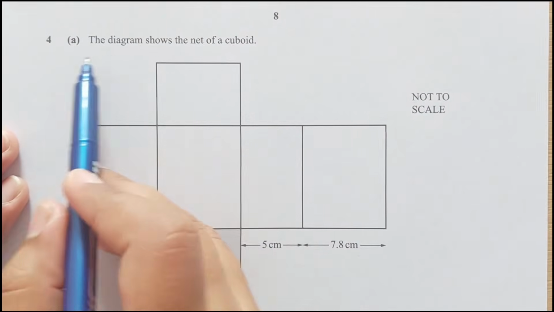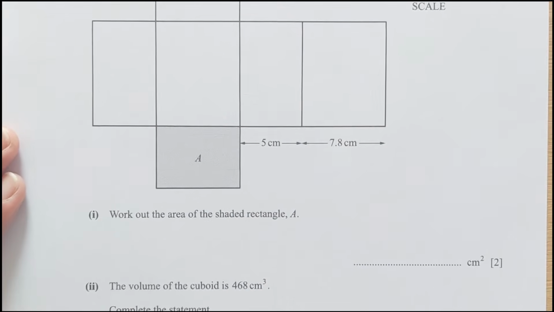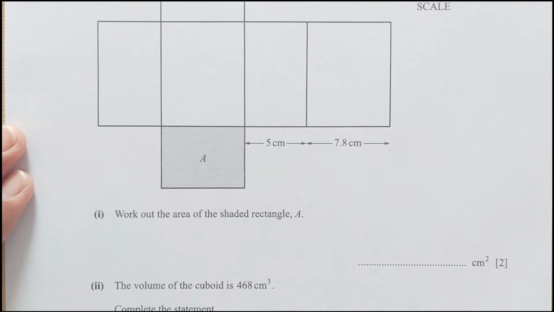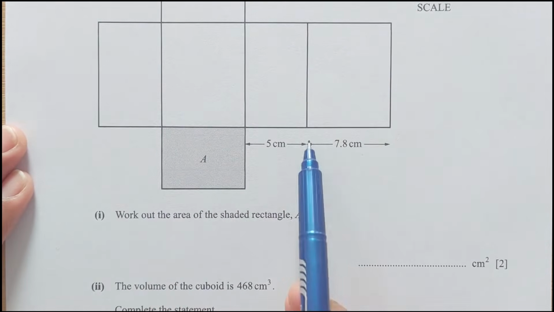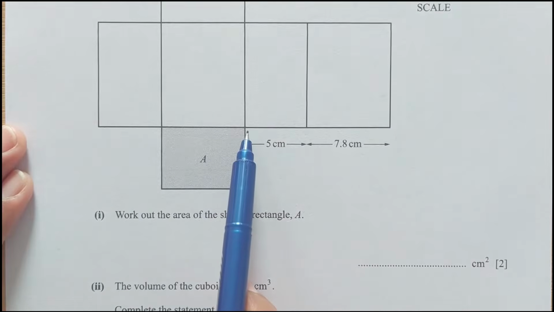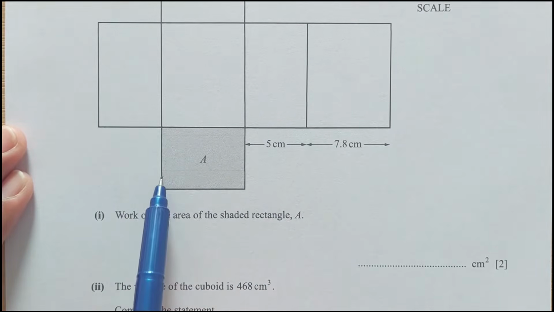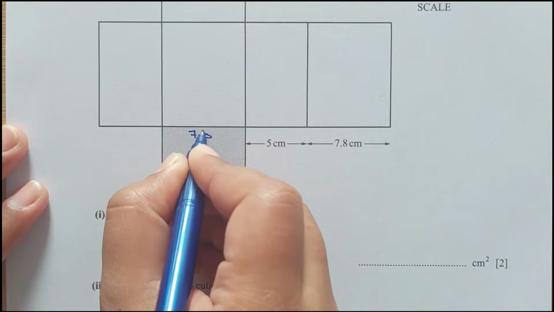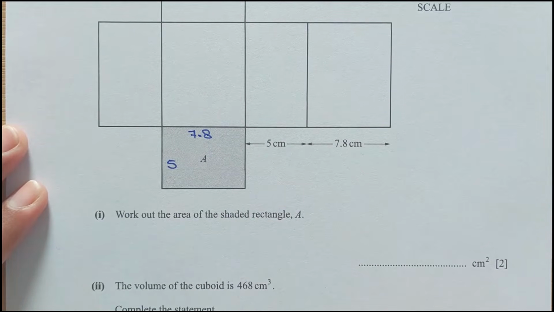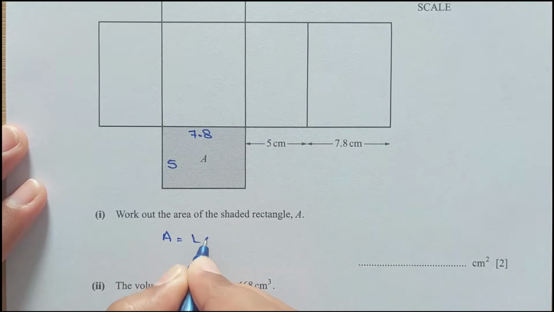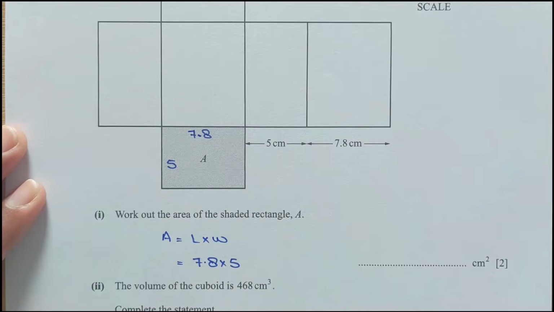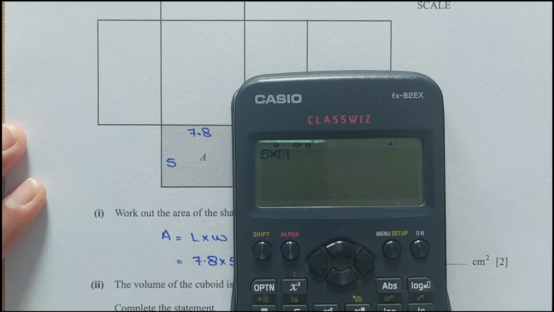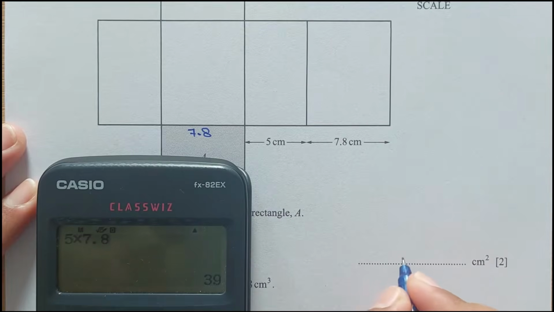Question number 4, part A. The diagram shows the net of a cuboid. Part 1, work out the area of the shaded rectangle. Okay, so we need to find the dimensions of the shaded rectangle first. So this is 7.8, this is also 7.8, this side is 5, 5, and this is 5. So the dimensions are 7.8 and 5. So the area of a rectangle is length times width. So this equals 7.8 times 5. So 5 times 7.8 is 39 square centimeters, the area of the shaded rectangle.